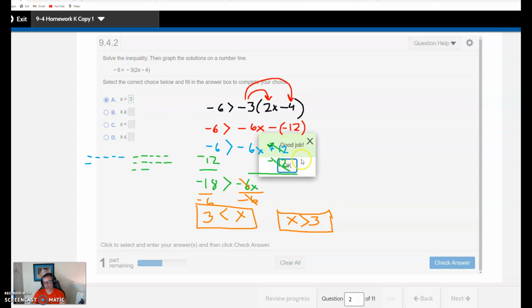Got it. All right. Before I even go on to the next part, let's think about what our graph is going to look like. Okay. Our answer is x is greater than 3. So I'm looking for an open circle at the number 3, and we want greater than, so it's going to go to the right. So I'm looking for a graph that looks like this.